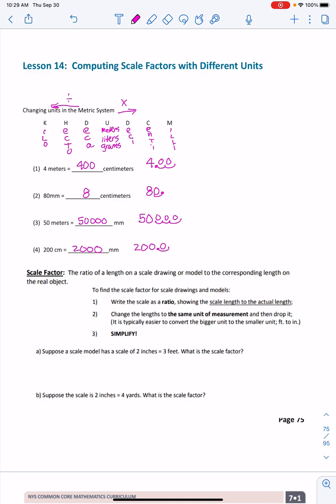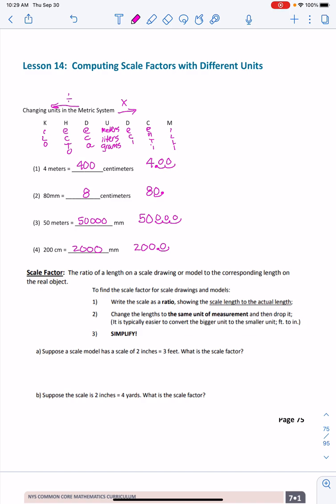So now to find the scale factor, the ratio of a length on a scale drawing or model to the corresponding length on the real object, we are going to use these 3 steps. We are going to write the scale as a ratio, showing the scale length to the actual length. Then we are going to change the lengths to the same units of measurement and drop them. It's typically easier to convert the bigger unit to the smaller unit, in other words, feet to inches. And then we are going to simplify.